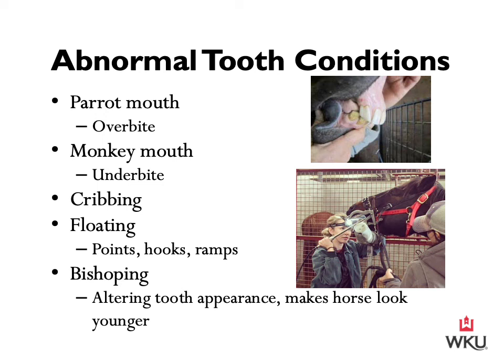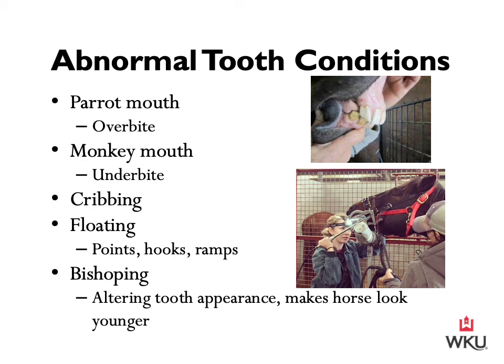So when we talk about points, points are going to be sharp tooth projections on the inside of the lower jaw near the tongue and on the outside of the upper jaw near the cheek from normal dental wear. So points are going to occur naturally from how the horse wears their teeth. Hooks are going to be sharp projections on the front of the upper row of the jaw or on the back of the bottom row of the jaw.